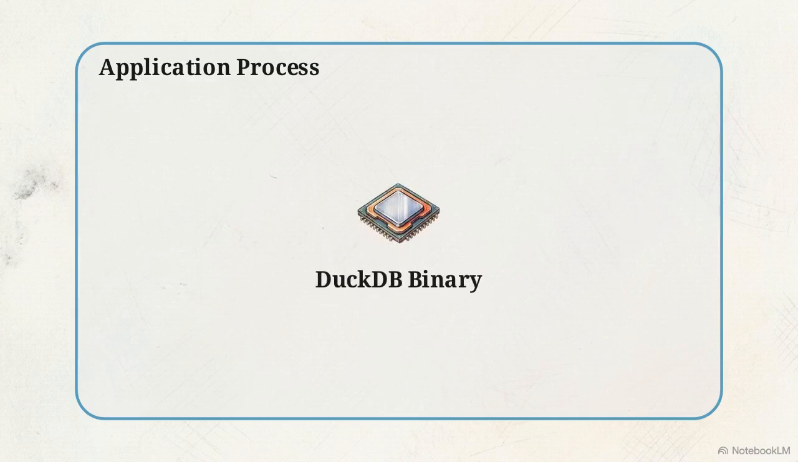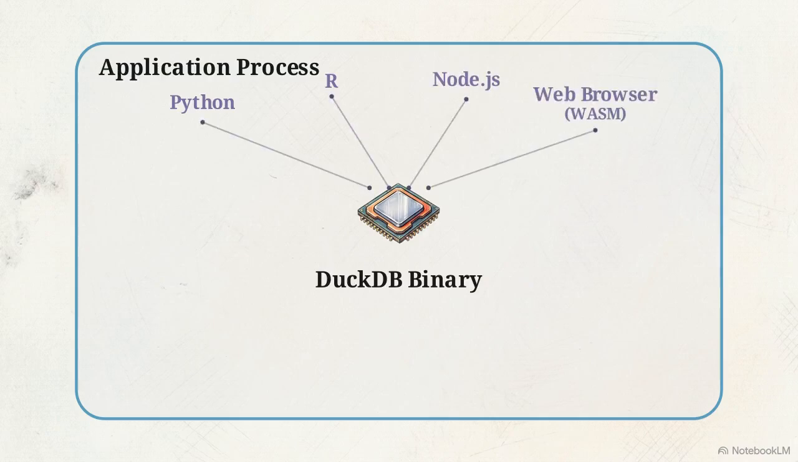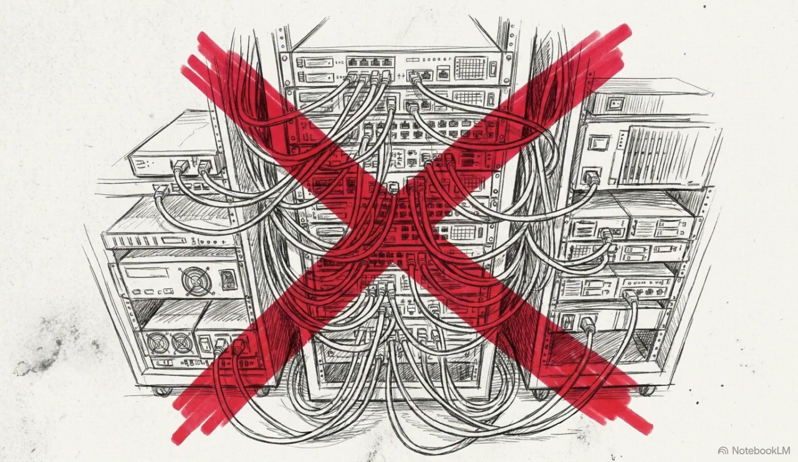Look at this system architecture. The defining trait of DuckDB is that it is a single, self-contained binary embedded directly inside the application process, whether that's Python, R, Node.js, or even a web browser. Notice the complete lack of external network lines. Traditional databases require deploying and configuring background server processes to handle requests. DuckDB completely eliminates that operational burden.